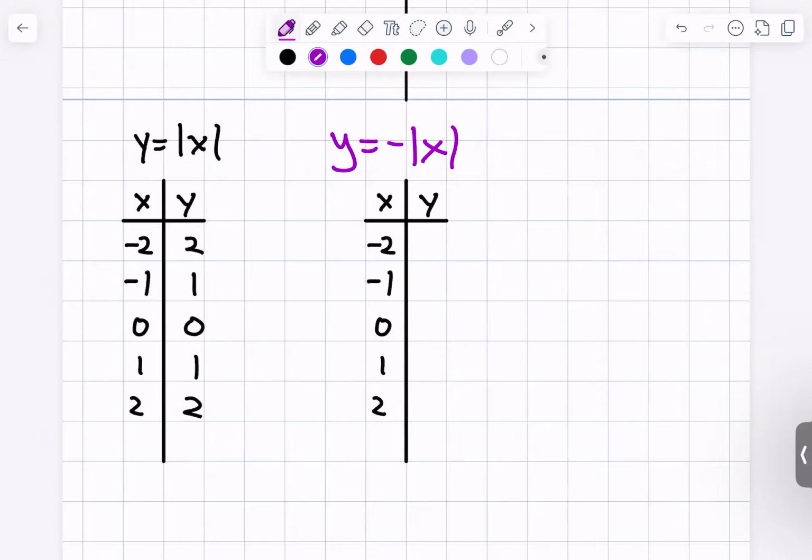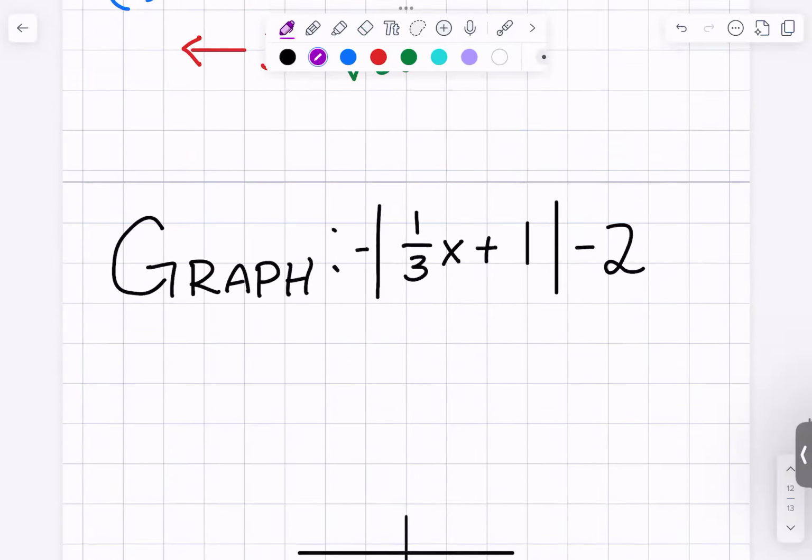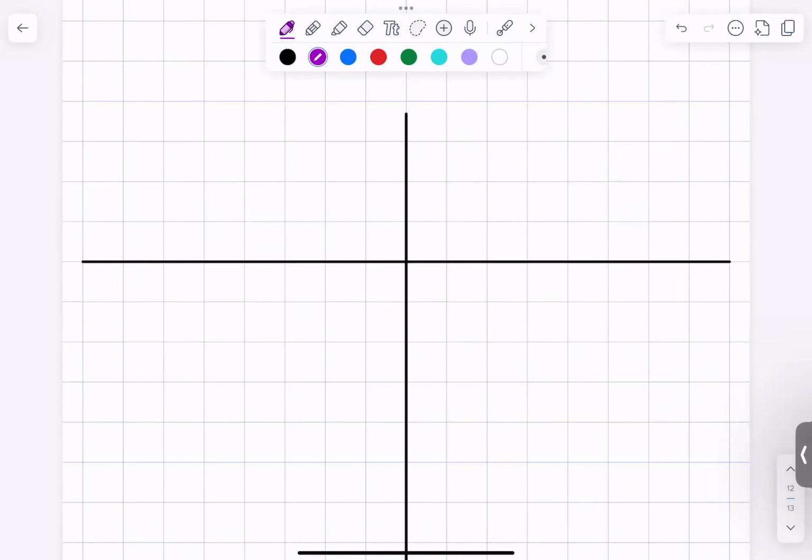My x's aren't affected at all, but my y's are. What am I going to do to the y if it's a reflection over the x-axis? Yeah, put a negative on it, or multiply it by a -1, or just switch the signs. So a +2 turns into a -2, +1 turns into -1, 0, -1, -2. Changing the signs: if it's positive, it's negative. If it's negative, it's positive. My next one is a horizontal stretch by a factor of 3.